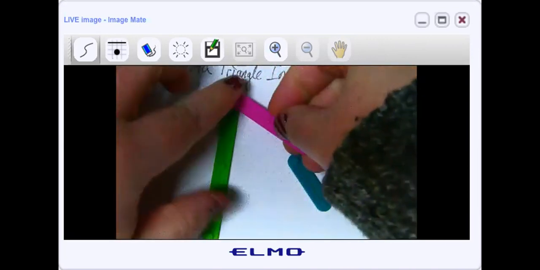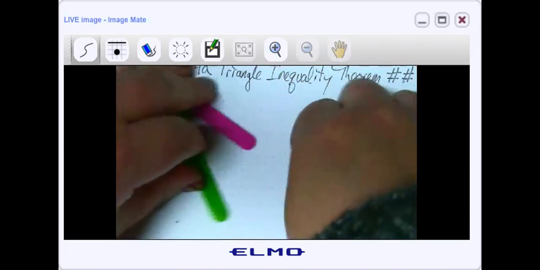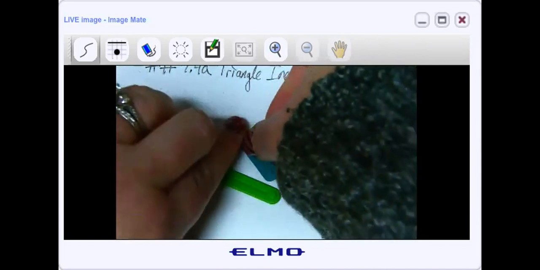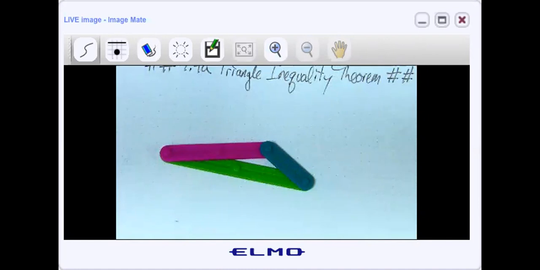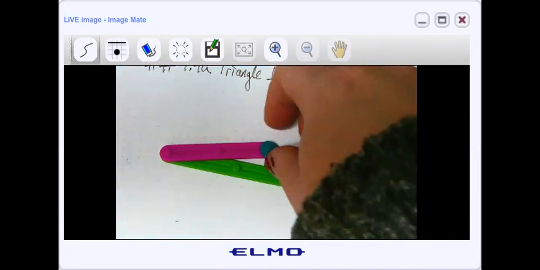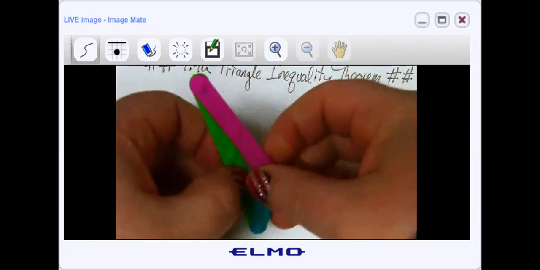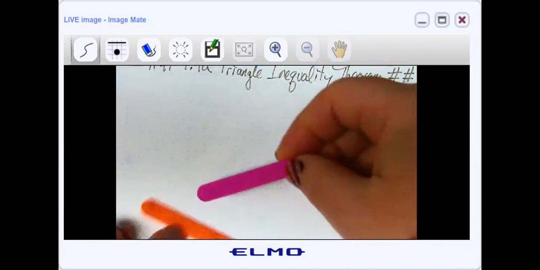So if I connect end to end, can I actually do it on this one? I can. It's just a really teeny tiny triangle, but it counts. So that one worked. I was able to make a triangle out of those 3. And then I had swapped the green with an orange piece. So let's try that.